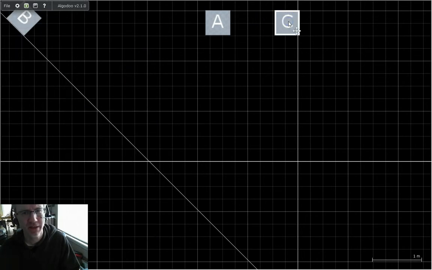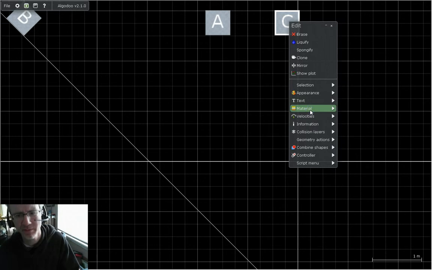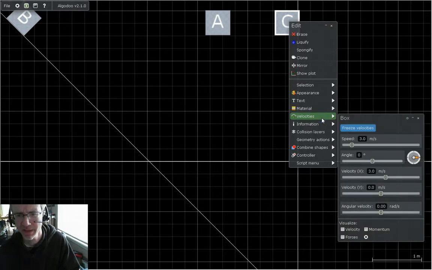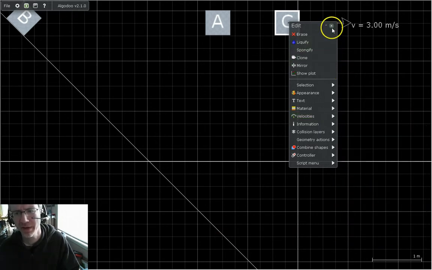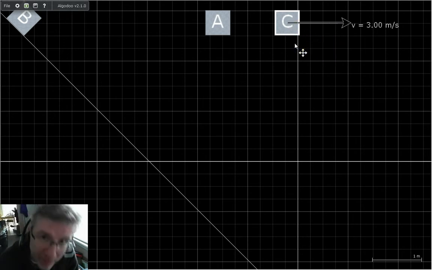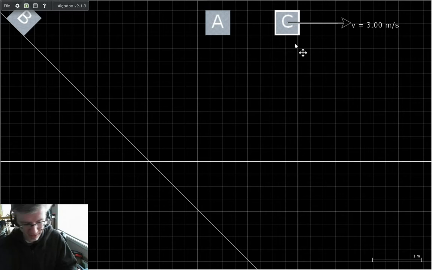Next is block C. Block C is also made of steel. It's 1.95 kilograms. And its velocity, in this case, is 3 meters per second. So let's just visualize that. We can draw an arrow here, and that shows us the velocity of block C. So this should be kind of equivalent to the drawing that we've got in the quiz. So let's just take a look and see what happens.